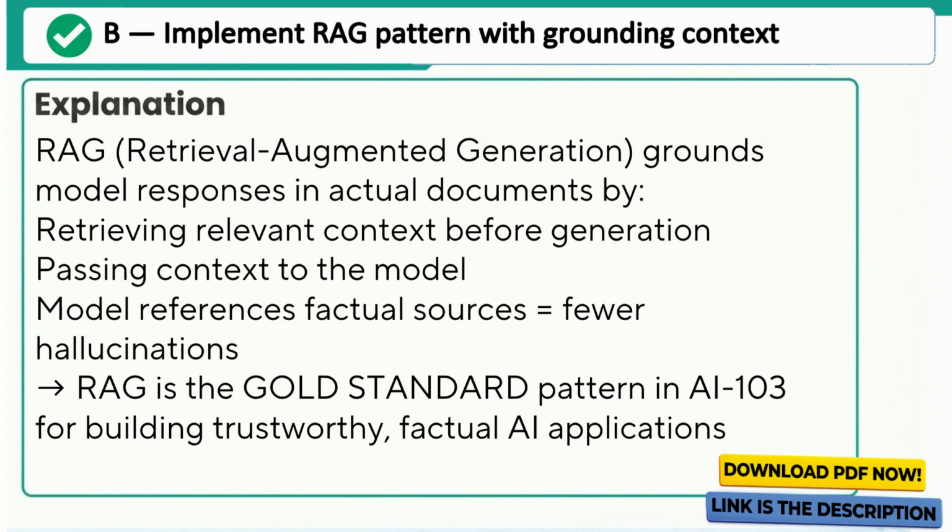Explanation: RAG, Retrieval-Augmented Generation, grounds model responses in actual documents by retrieving relevant context before generation and passing that context to the model. The model references factual sources, so there are fewer hallucinations. RAG is the gold standard pattern in AI-103 for building trustworthy, factual AI applications.